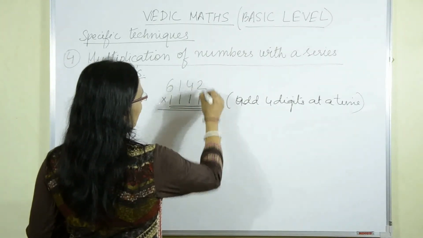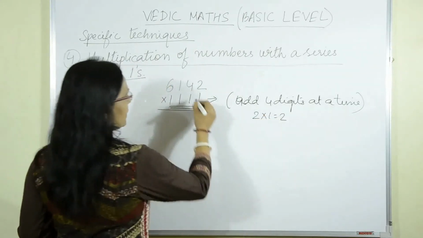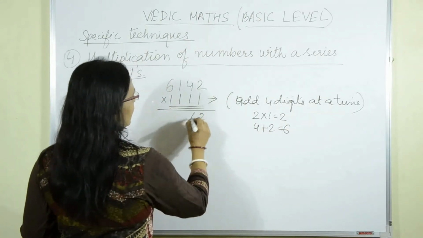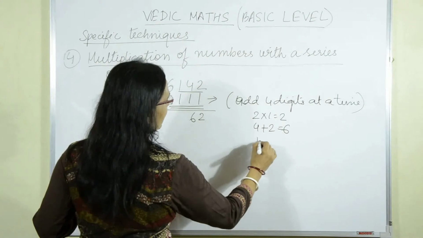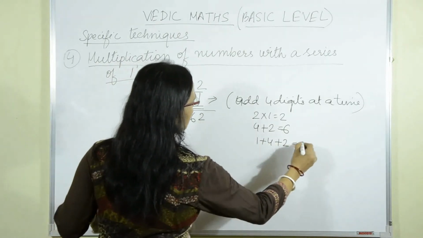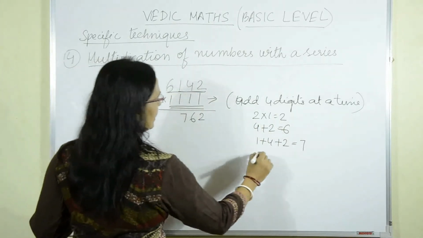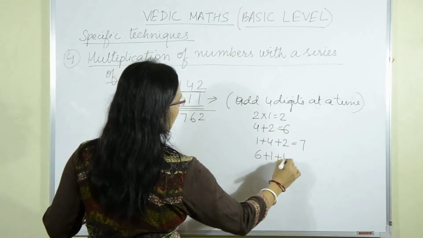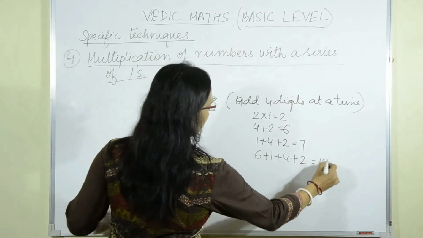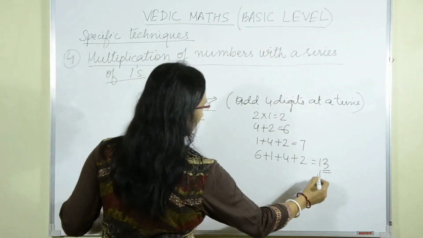First part, 2 into 1 is 2. Now secondly, I add 4 plus 2, which is 6. Next I add 1 plus 4 plus 2, which is 7. Then I add all the 4 digits here: 6 plus 1 plus 4 plus 2. Now this is 6 plus 6 is 12 plus 1 is 13. Out of this 13 I write 3 here and I carry 1 to the next digit.